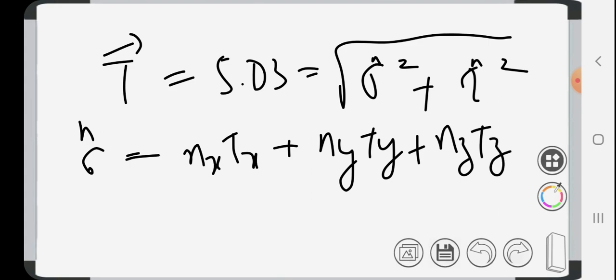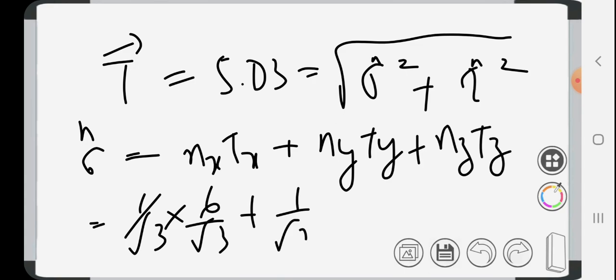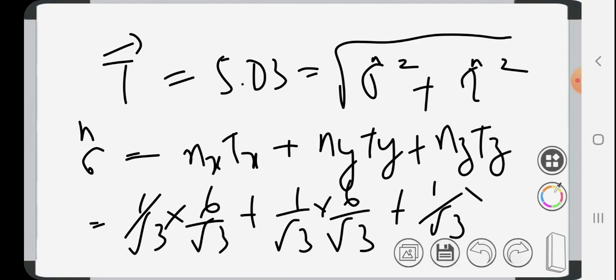So this equation also we have learned. What will be the value? 1 by root 3 into 6 by root 3, plus 1 by root 3 into 6 by root 3 again, plus 1 by root 3 into 2 by root 3, right? The final value is 2 by root 3, okay.